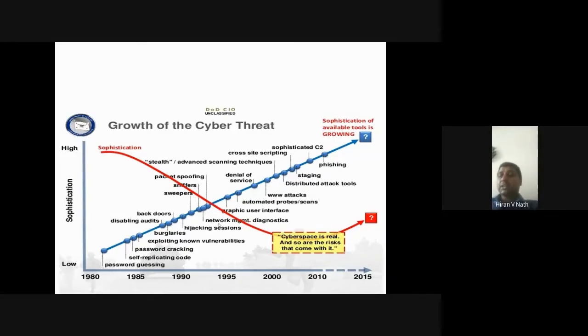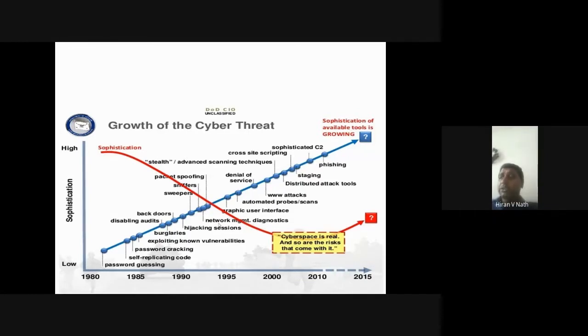And then things came like password cracking, and then exploiting vulnerabilities. A vulnerability means certain problems in a network which are known and which could be exploited by a hacker, or by a skilled person using certain tools. That's the vulnerability. So they started exploiting the vulnerabilities which were available, and it continued.